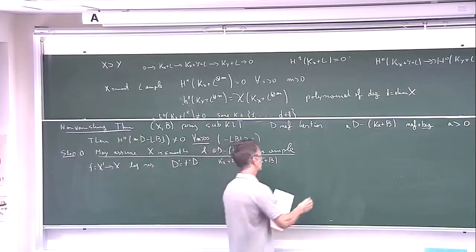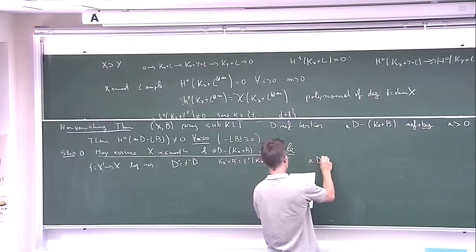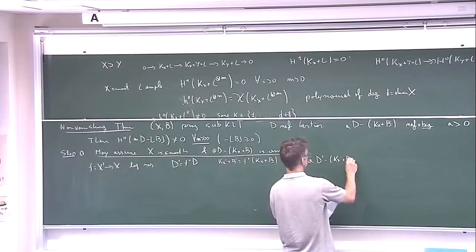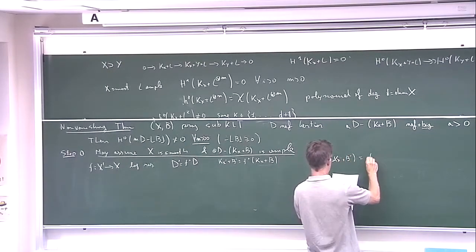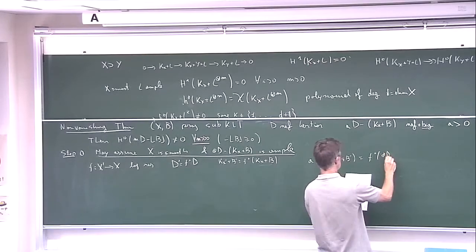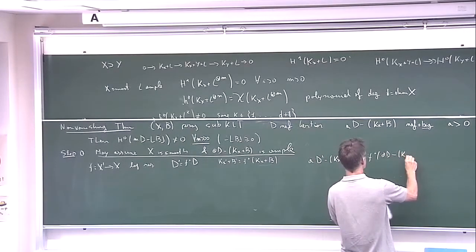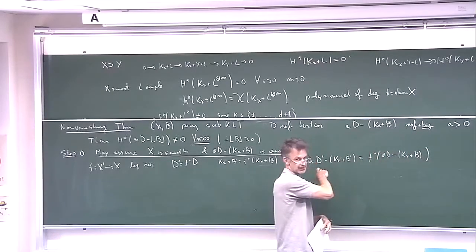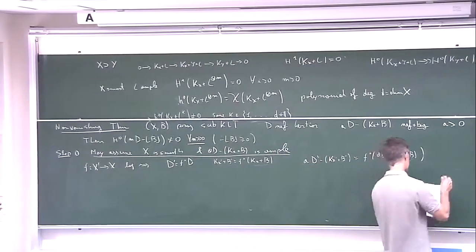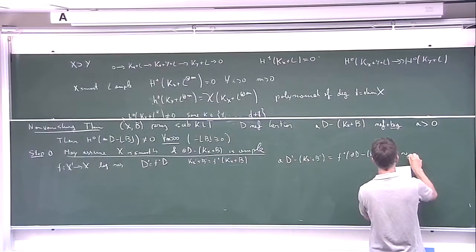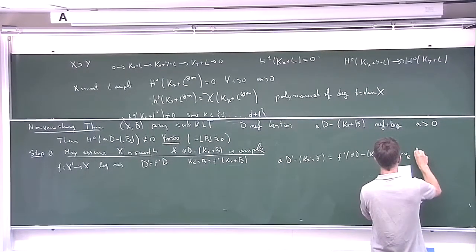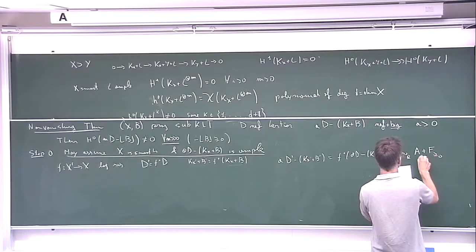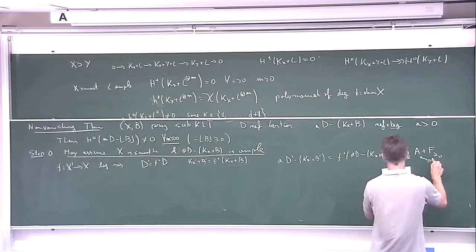Okay, now if I look at AD prime minus KX prime plus B prime, this is just the pullback of AD minus KX plus B. So pullback of nef and big is again nef and big. And let me use this property that it's nef and big, so I can write it as being Q-linearly equivalent to an ample divisor plus an effective divisor, Q-divisors, of course.